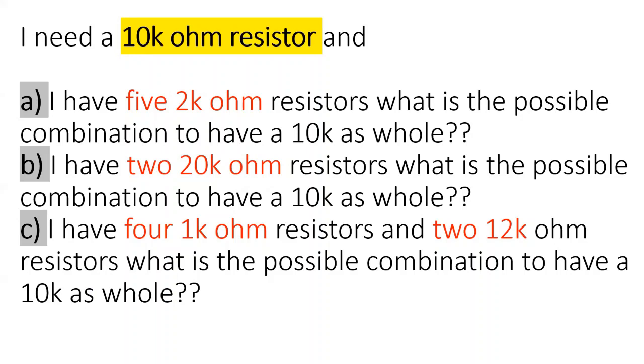So what does it mean now? I need a 10 kilo ohm resistor, and these are three different cases. In the first case, I have only five 2 kilo ohm resistors. In the second case, I have only two 20 kilo ohm resistors. And in the third case, I have four 1 kilo ohm resistors and two 12 kilo ohm resistors. Please tell me what possible combinations I need to make in each case so that I can have a 10 kilo ohm resistance as a whole.